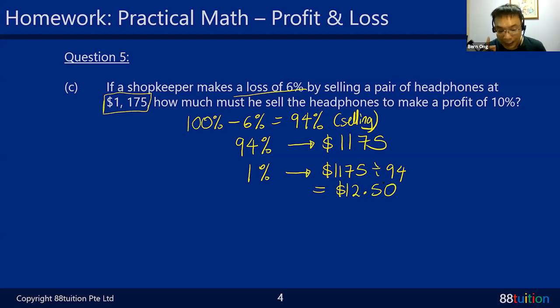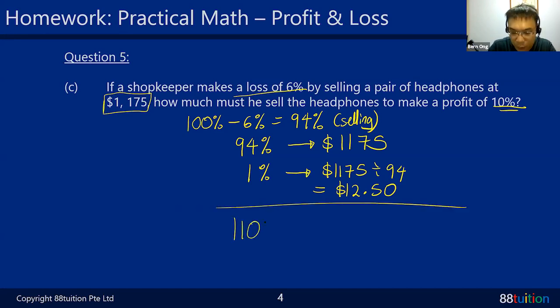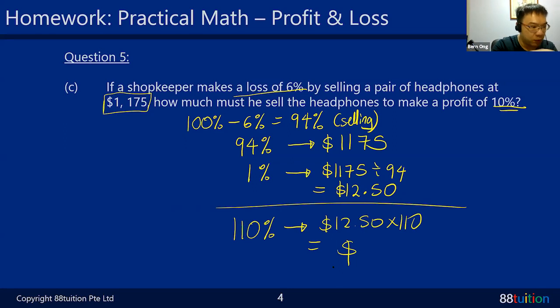Question says what? Instead of selling at a loss, why not make a profit? How much must he sell the headphone to make a profit of 10%? So 100% is like the cost. He must cover his 100%. On top of it, he must earn an additional 10%. So immediately, can we go and find 110%? We can. So $12.50 times your 110. That will be the answer, which in this case will be 1375.